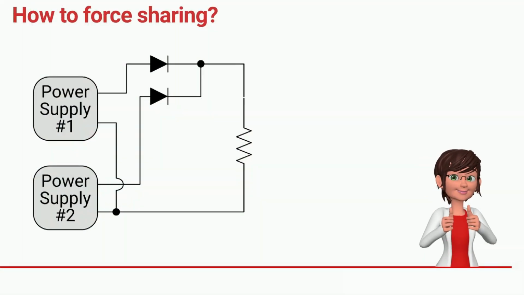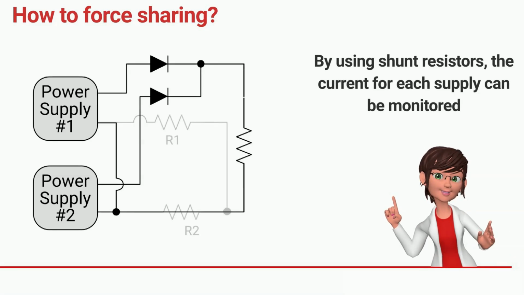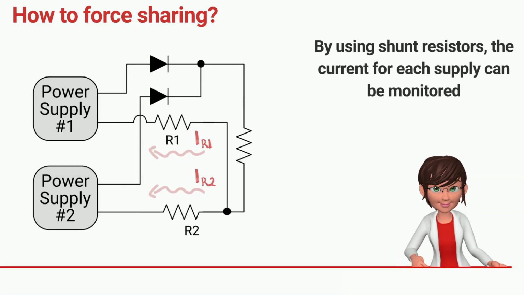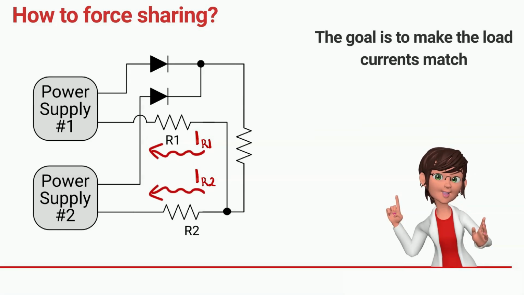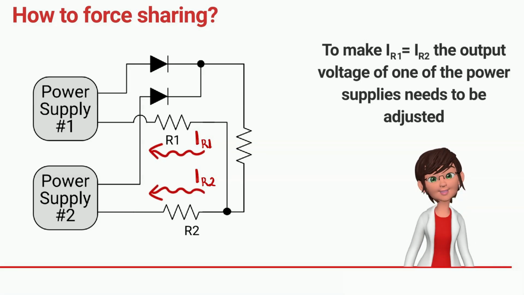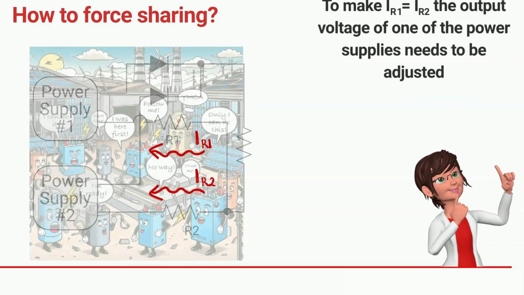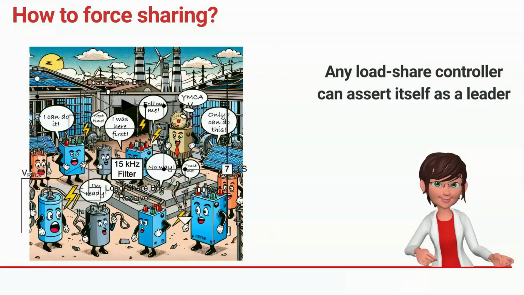How does a load share controller force sharing? To force sharing, shunt resistors can be used to monitor the current for each power supply. The goal of the load share controller is to make these currents match. To make the currents match, one of the power supplies needs to be adjusted. But which one? Actually, any load share controller can become the leader and force the others to follow.